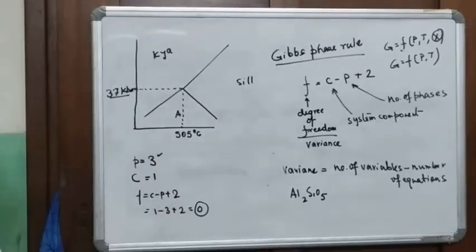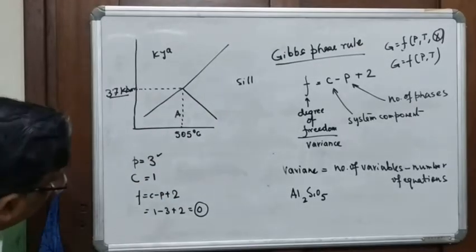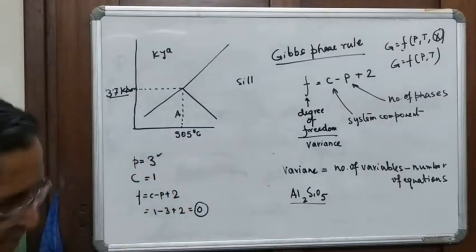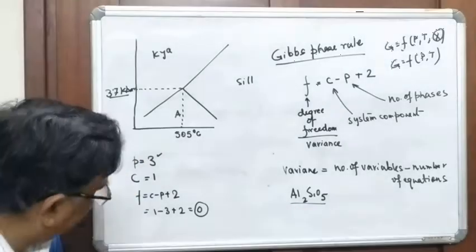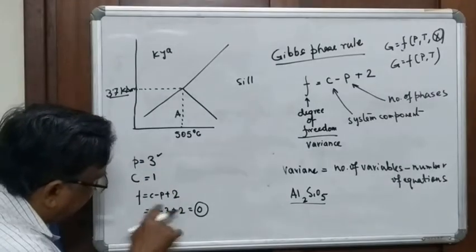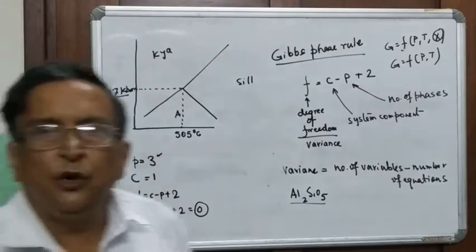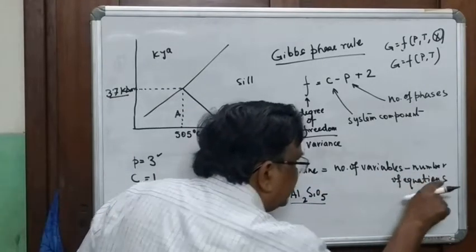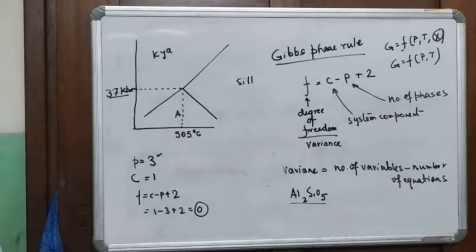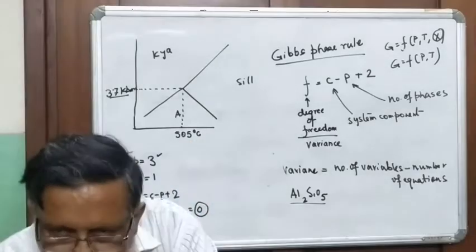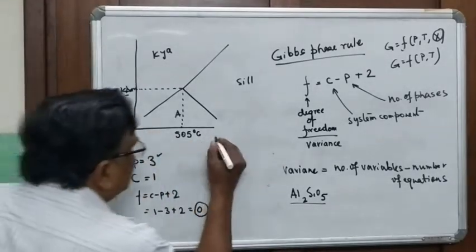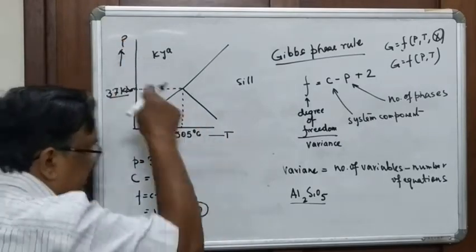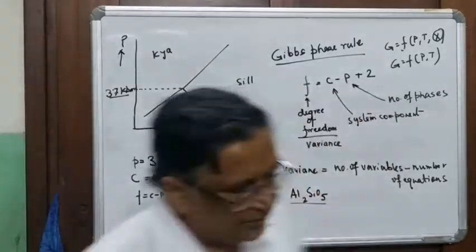And this tells us that if your system component is Al2SiO5, C is equal to 1, P is equal to 3, and then the variance is equal to 0. Meaning what? Meaning the number of variables is equal to the number of equations. That means you have two variables here, isn't it? This is temperature and this is pressure. These are the two variables in this graph. Sorry that I did not write it earlier.